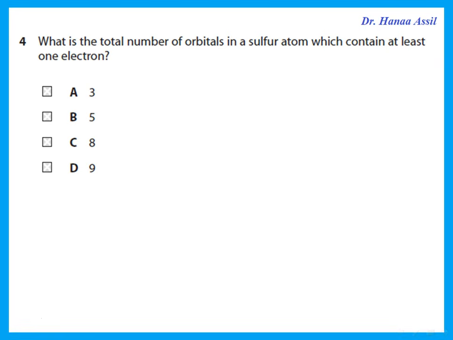What is the total number of orbitals in a sulfur atom which contain at least 1 electron? Well, we need to look at the electron configuration of sulfur. So first of all, what is the atomic number of sulfur? From the periodic table, the atomic number is 16. Now, how are we going to distribute the 16 electrons?